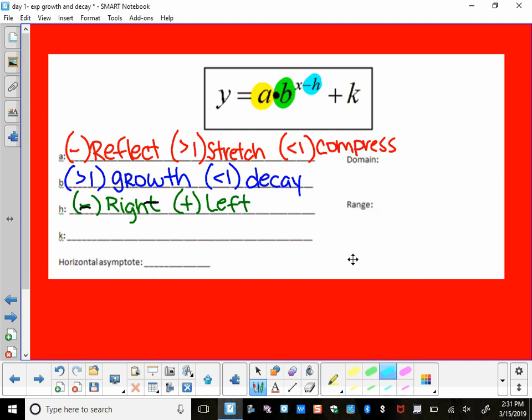Lastly, we have K. This K can tell me two things. What if it's a minus? Which way does it go if it's minus? It goes down. And if it's positive, it goes up.